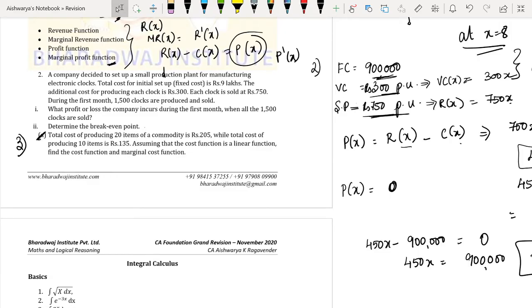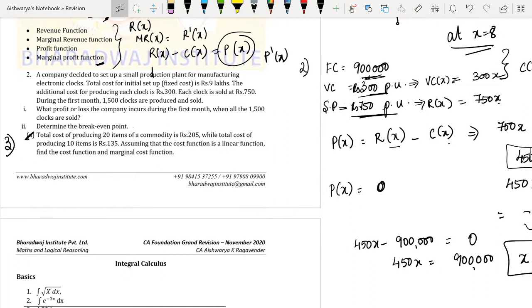Total cost of producing 20 items of a commodity is rupees 205, while total cost of producing 10 items is rupees 135. Assuming that the cost function is a linear function, find the cost function and marginal cost function. The question is asking you to find the cost function and marginal cost function. So normally how we find the cost function is variable cost of x plus fixed cost. Okay. In this, the fixed cost is not given to you. They have given you the cost of producing 20 items and 10 items.